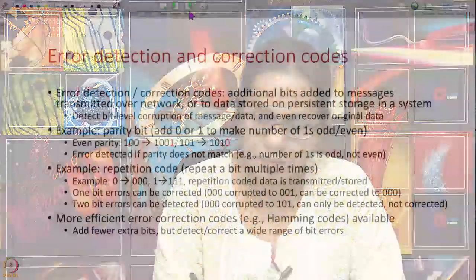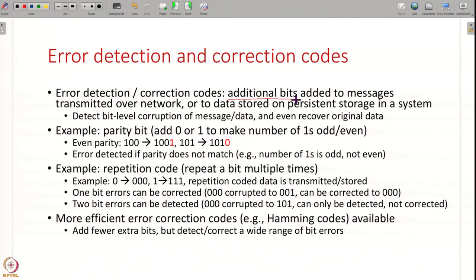At a high level, you add some additional bits to either messages that you send over the network or data you store on storage systems like hard disks and DVDs. Wherever you store or send something, instead of the original message alone, you add some additional bits, so that together they help you detect or correct some errors. Any bit level corruption that happens in your message or data, you can detect it, and sometimes you can even recover the original data, even if a few bits have been corrupted. So, let us see some examples.